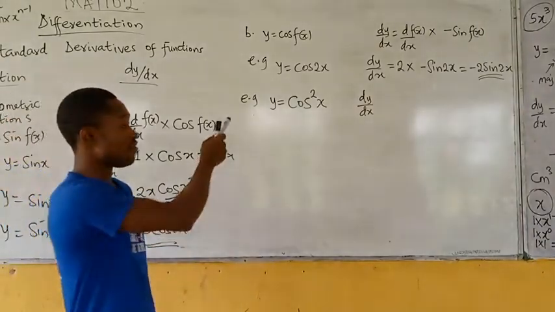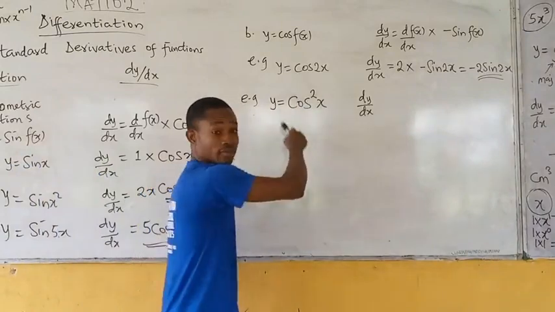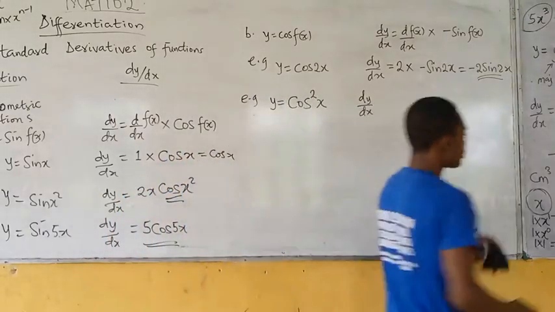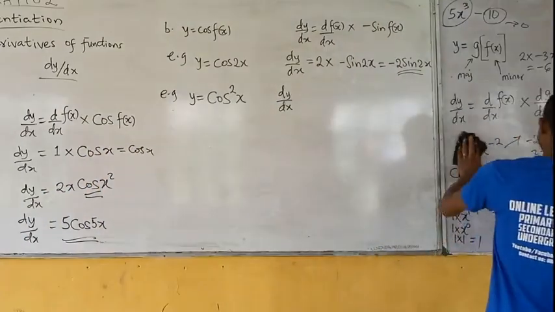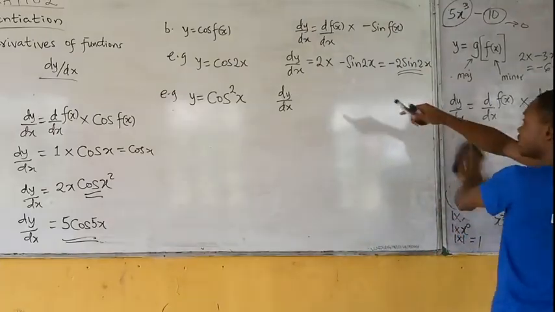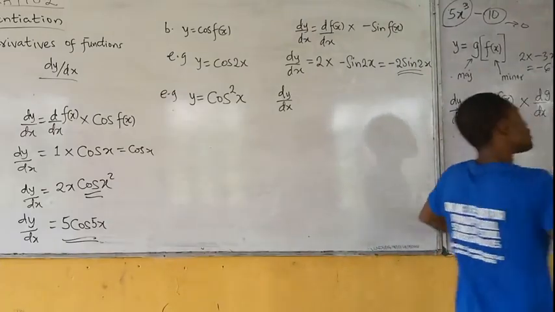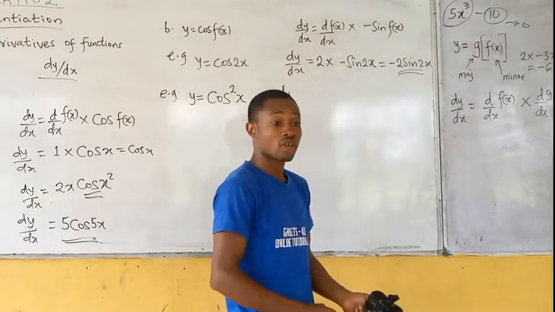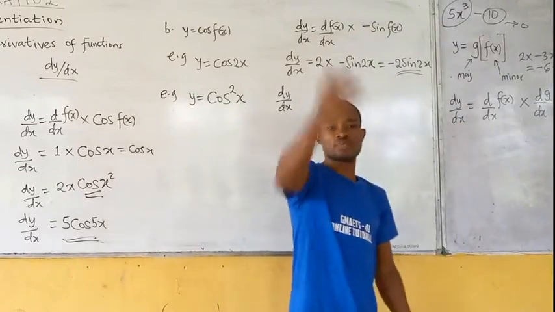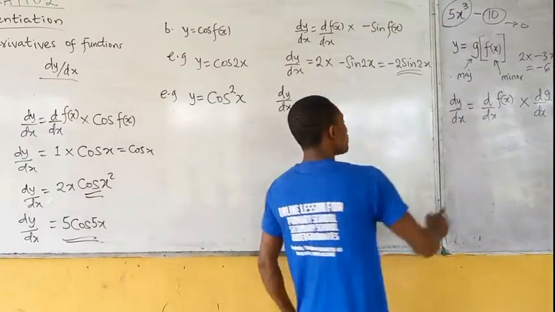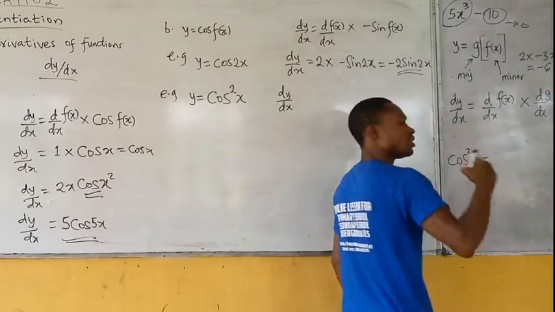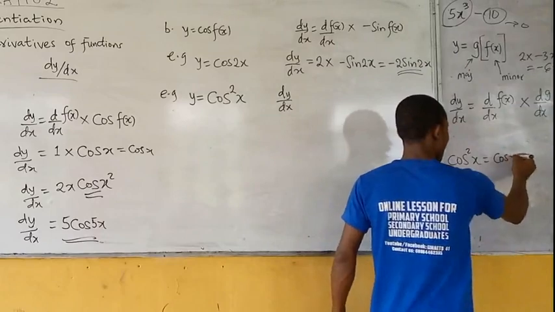Are we ready for the derivative of this guy? First of all, please take note. You have cos square x. That's the way we read this guy: cos square x or square cos x. The correct reading is actually square what? Cos x. Remember I told you, you pronounce the power first, isn't it? So cos square x is rewritten as (cos x).